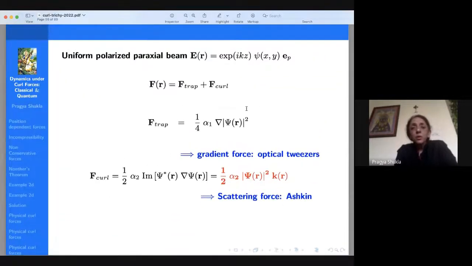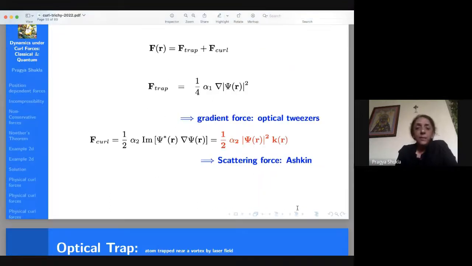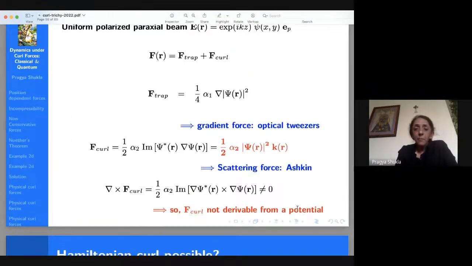If you consider a uniformly polarized optical trap, this is the electric field which is applied. The force acting on a particle inside an optical trap consists of 2 components: one is a trapping force, the other is curl forces. F trap is of this form, also known as the optical tweezer, and F curl is of this form, which is actually the same as the scattering force of Ashkin, who got the Nobel Prize in 2018, I think.